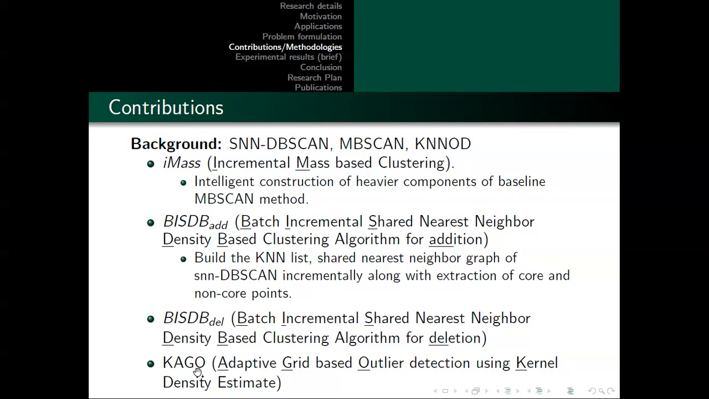KAGO and the last contribution, which is an outlier detection algorithm. So this extends an outlier detection algorithm called the naive method, which cannot handle dynamic data sets and it relies on distance as well. But for KAGO, we have actually designed this method by finding the local densities of data points.